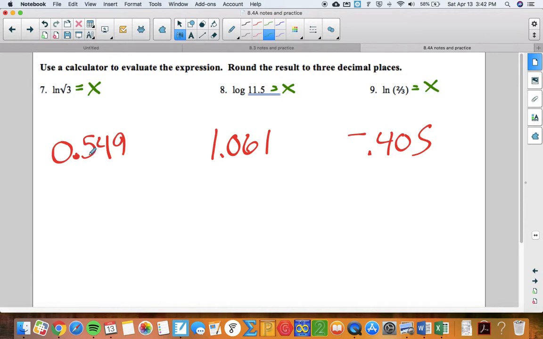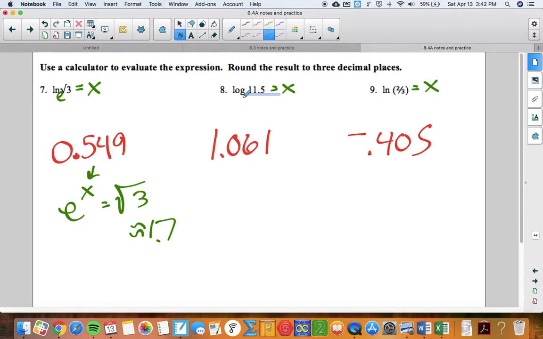But if you do what we just did in 1 through 6 and rewrite this in exponential form, when it's ln or natural log, that means your base is e. So really it was e to the x equals square root of 3, which is like 1.7 something something something. We just figured that out. If you take e to the 0.54, you get the square root of 3.